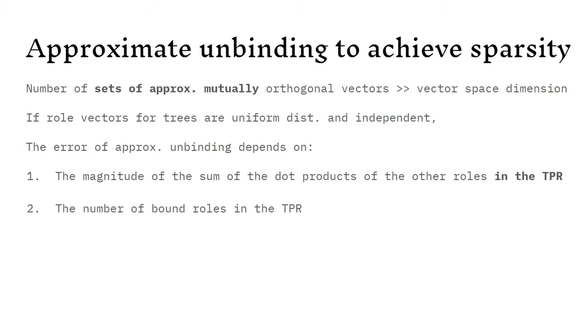This depends on two things: the number of bound roles in the TPR and the role dimension. The number of bound roles in the TPR determines the number of terms in this sum. The role dimension determines the distribution of the dot products, how much variance there is, how pointy it is at zero. By varying the role dimension, we can mitigate the effect of the number of bound roles. So this is sparse scaling, where we scale with the number of bound roles.